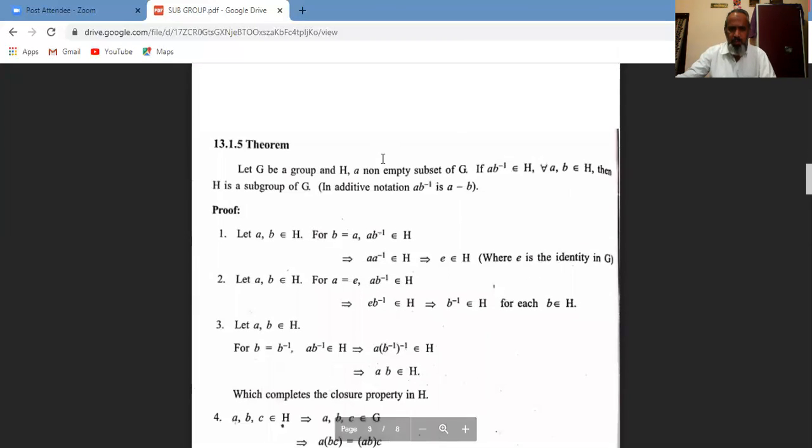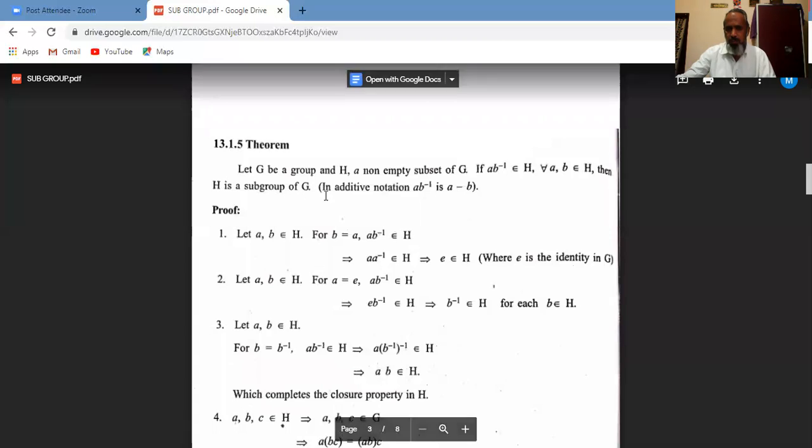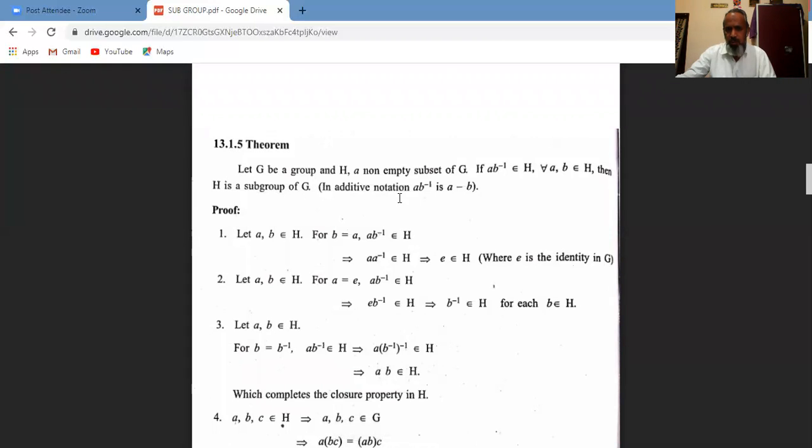Now this is the theorem. Let G be a group and H a non-empty subset of G. If A B inverse belongs to H for all A, B belongs to H, then H is a subgroup of G. In additive notation, A into B inverse is written as A minus B. So this is the theorem.